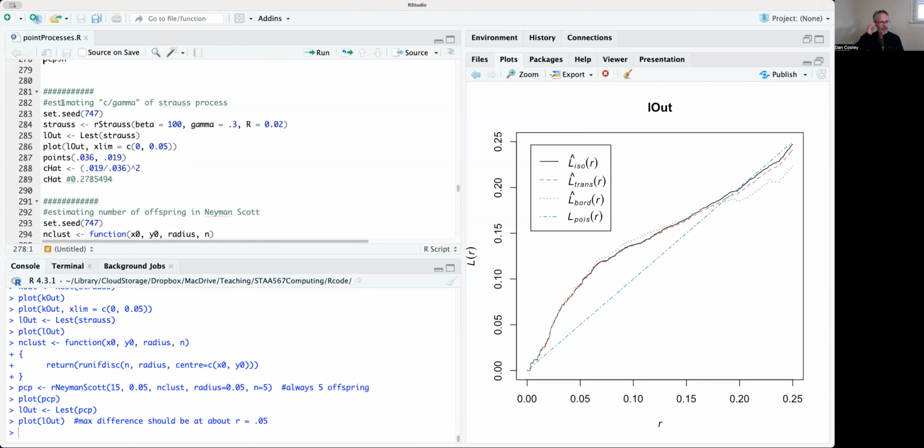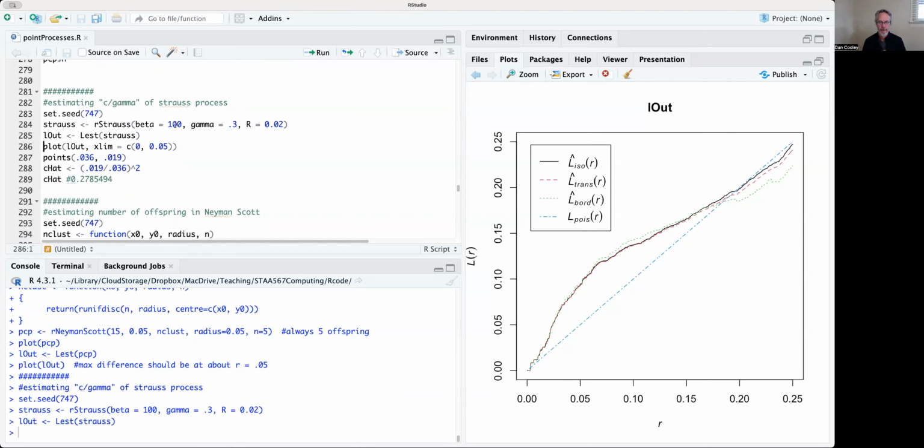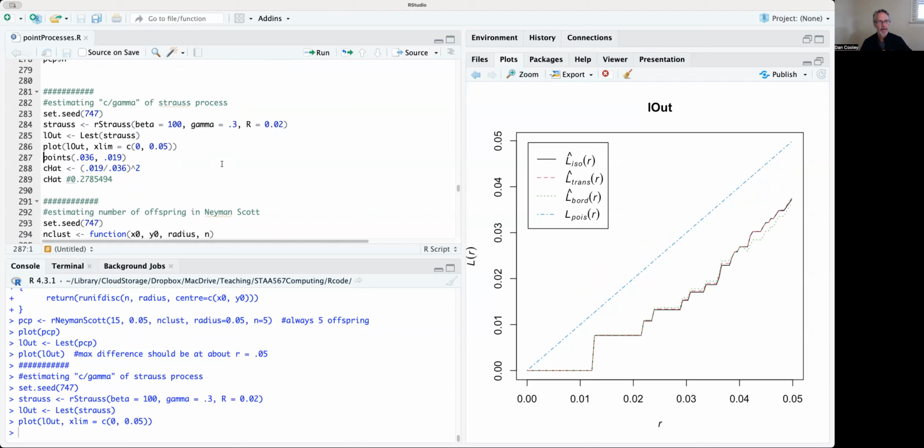Okay, so here in line 283, I'm going to estimate the C, or gamma, C in the notes, gamma in the spatstat library, of our Strauss process. I'm going to generate a Strauss process with the parameter of interest, that C or gamma is 0.3. And so here is the realization of the Strauss process.